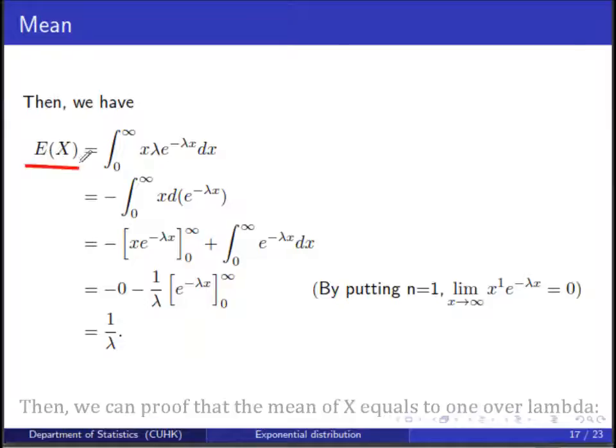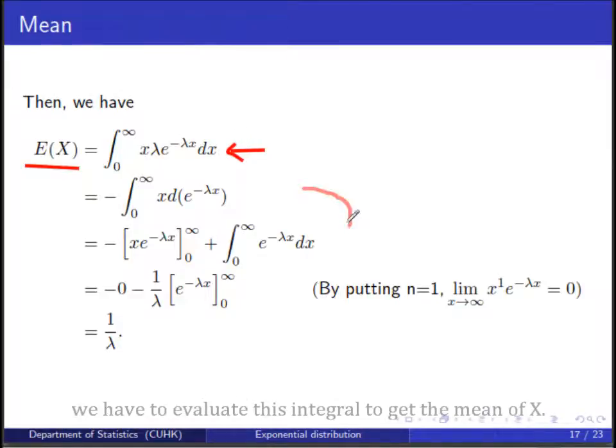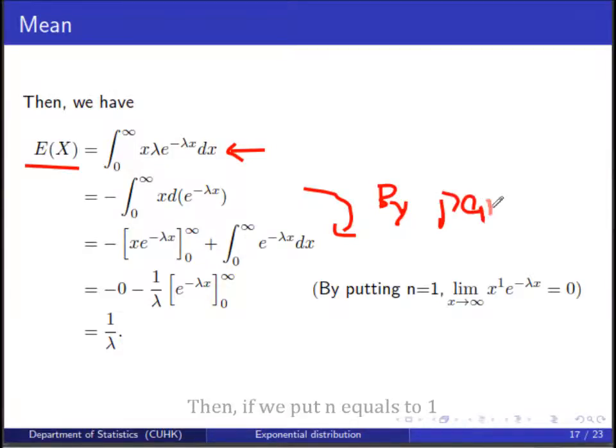Then, we can prove that the mean of X equals 1 over lambda. By the definition of expectation, we have to evaluate this integral to get the mean of X using the integration by parts technique. We obtain this. Then, if we put n equal to 1 in the expression discussed in the previous slide, we get the answer.